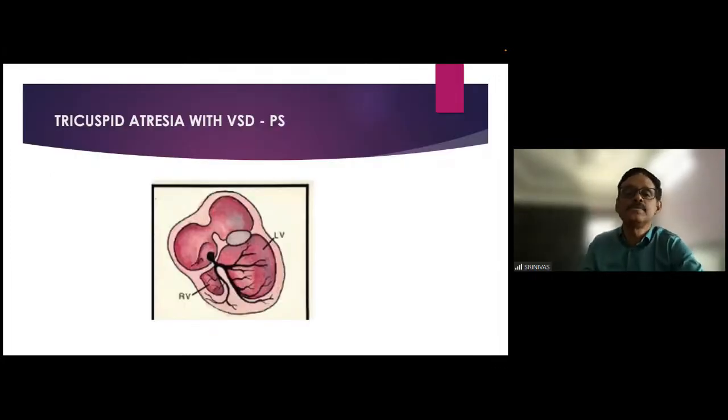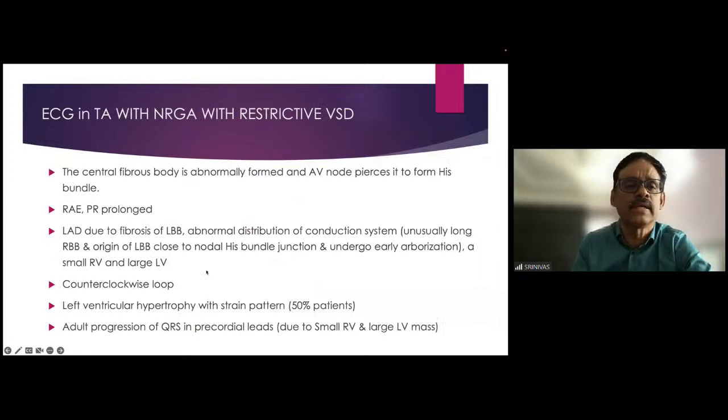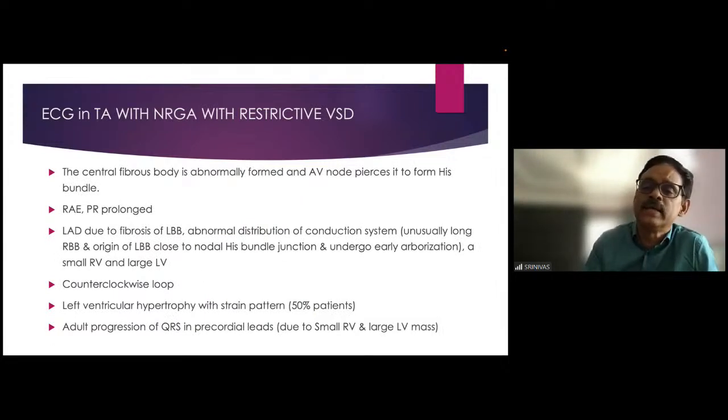Now coming to tricuspid atresia with VSD and PS, here we are starting the VSD-PS group with LV clinically LV dominance. So here, as you see in this cartoon, there is a well-developed dominant left ventricle with a hypoplastic right ventricle and tricuspid atresia. The conduction system is essentially normal here. The central fibrous body is abnormally formed, but the AV node is located normally and pierces to form the His bundle.